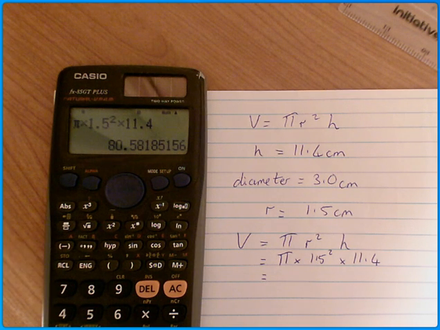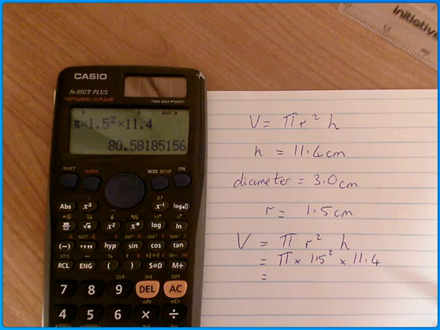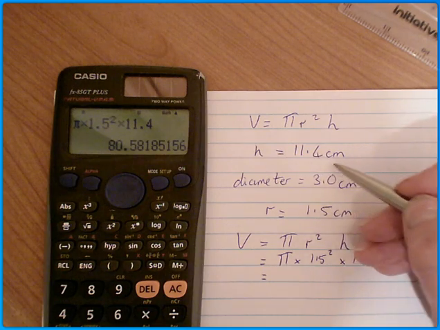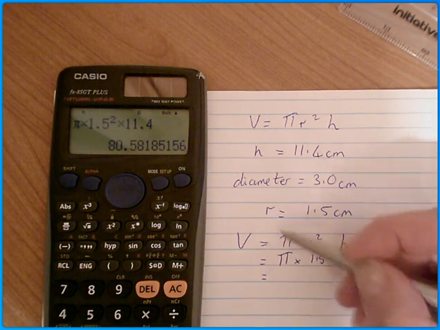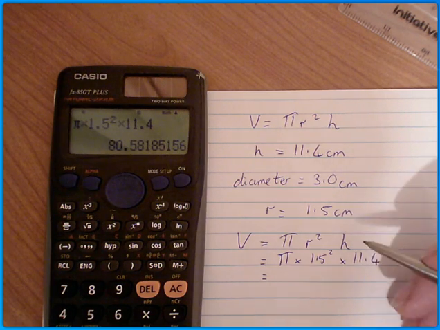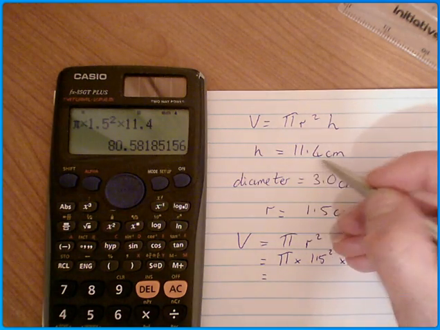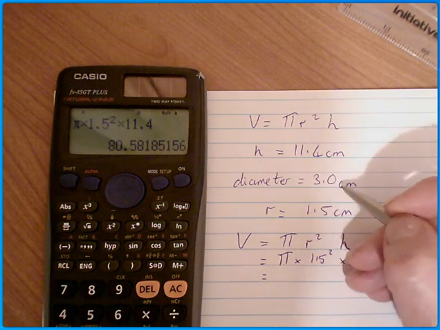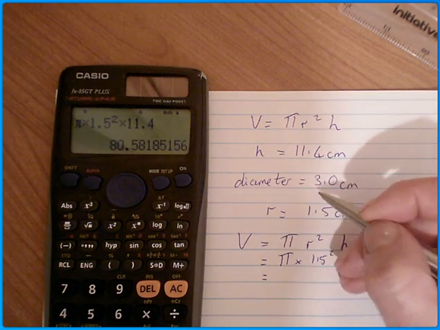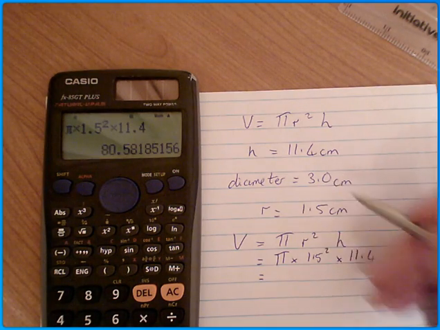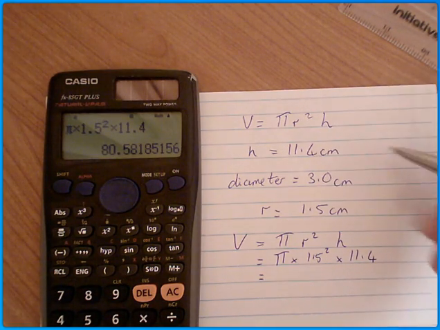Well, in physics, how we express the significant figures of our answer is really important because it tells us a lot about the resolution of the readings we had in the first place. Look at these readings. I've got a resolution of 0.1 centimetres for the height. I've got a resolution of 0.1 centimetres for the radius. Here I've got three significant figures. Here for my diameter, I've got two significant figures. This 0 is significant because it's telling the reader that it's 3.0, not 3.1 or 3.2.